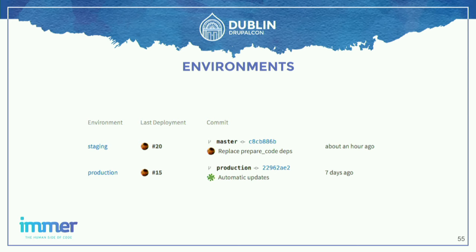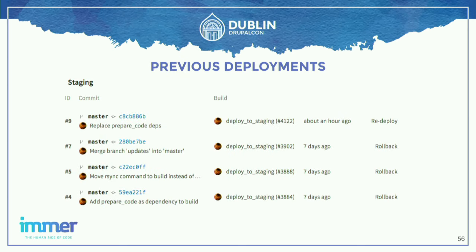So here you can also see that in the user interface. So you can see your environments. In this case, I have two environments. You can see when you've done the last deployment, what commit it points to, and how long ago it was. If you click on a certain environment, in this case a staging environment, you can easily see all the previous deployments you've done as well and see more information.